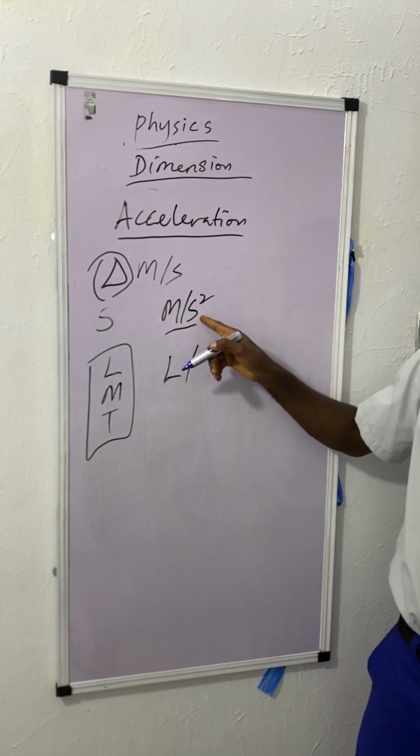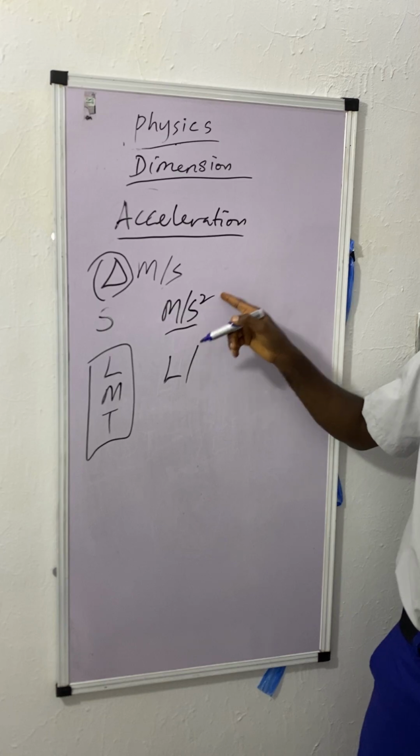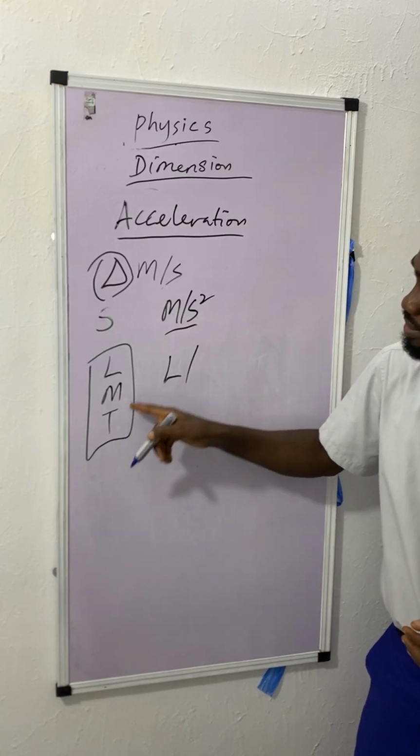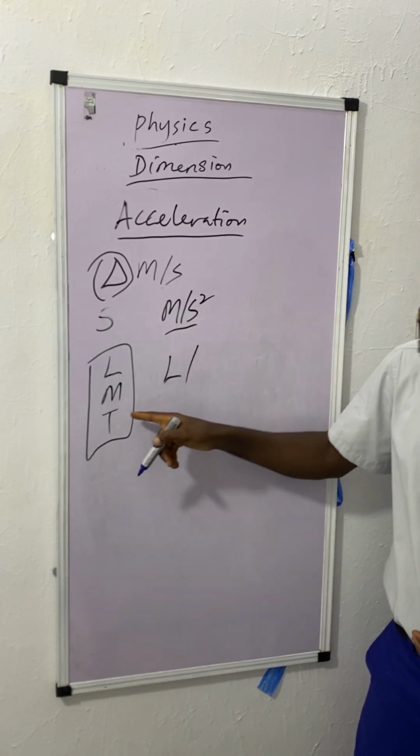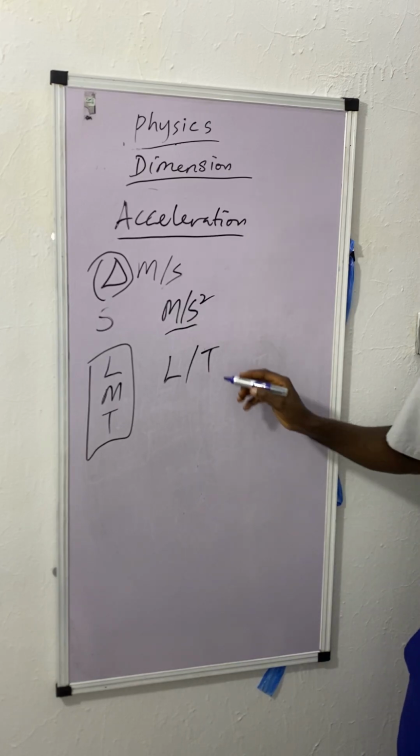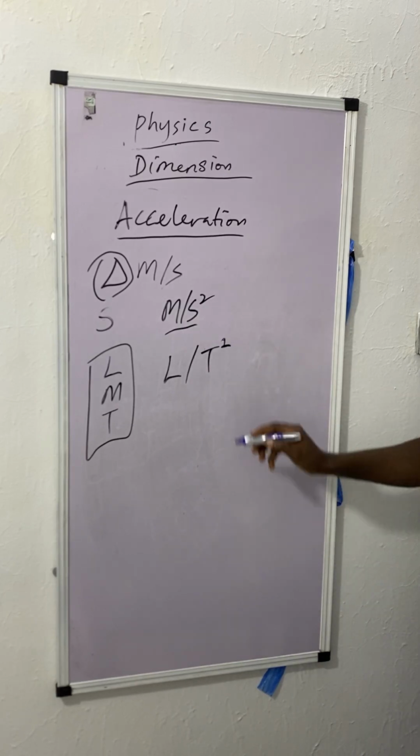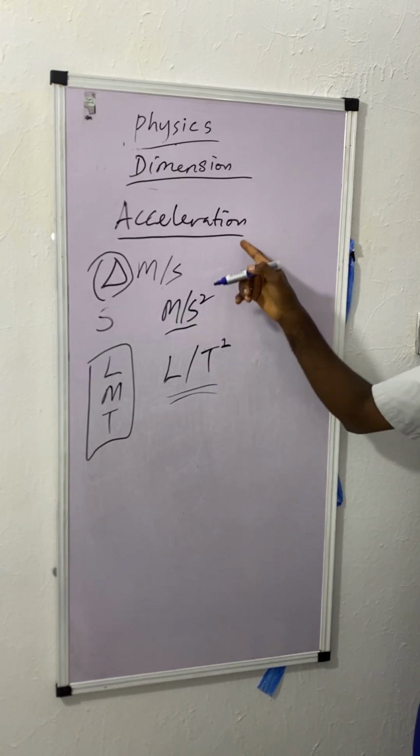S here stands for time, and it's raised to the power of 2. So what do we do? Time, S here is second, right? And it stands for time, so we put it as T, right? And we put it raised to power 2. This is the dimension of acceleration.